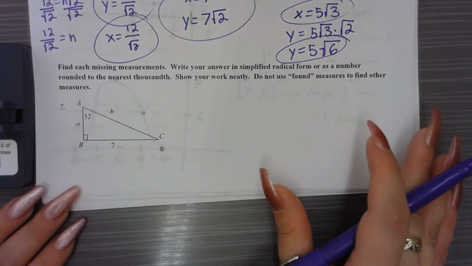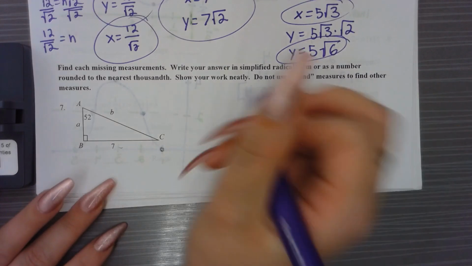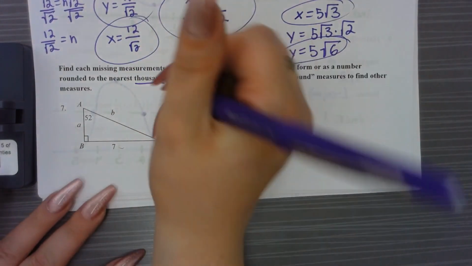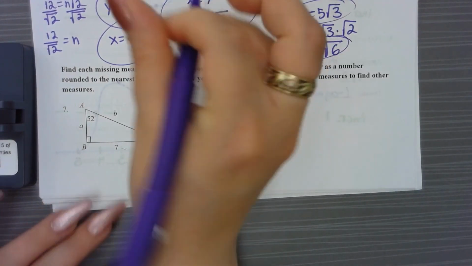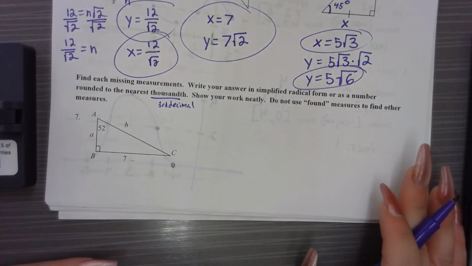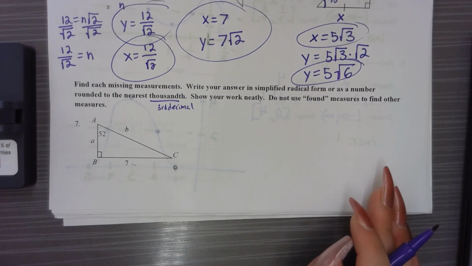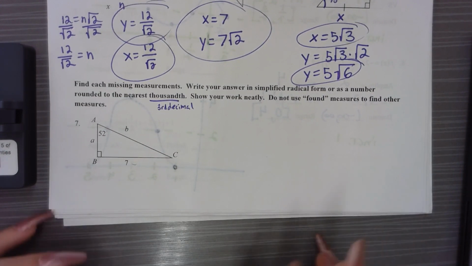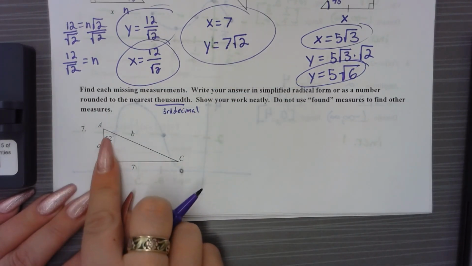Okay. So the next section says to find each missing measure, write your answer in simplified radical form or as a number rounded to the nearest thousandths. So thousandths means the third decimal. Let me actually grab a calculator really quick. Okay, and again, we don't want to use found measures to find other measures. So I'm going to probably start by finding the side length. So I want to start by finding A. Actually, I am going to find angle C.